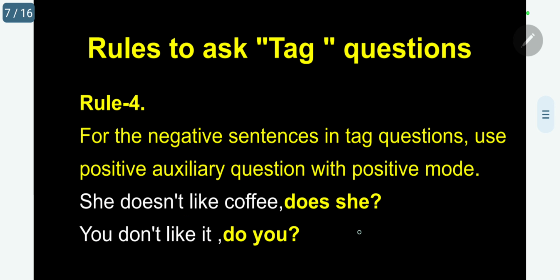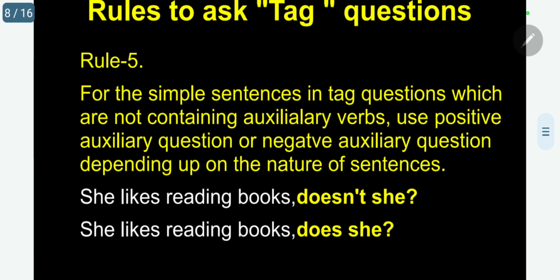This is the most important. For simple sentences in tag questions which do not contain auxiliary verbs, use a positive auxiliary question or a negative auxiliary question depending upon the nature of the sentences. Please follow.